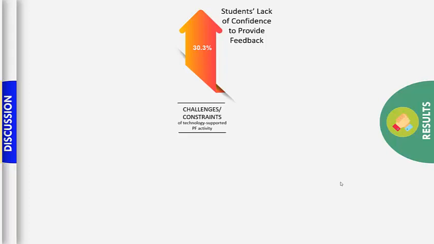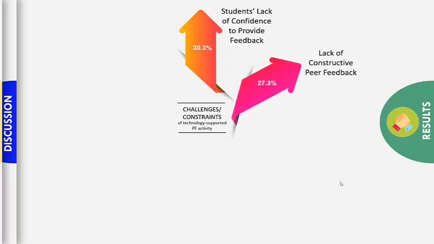It was found that 30.3% of the studies reported students' lack of confidence to provide feedback. It was noticed that peer feedback often consists of vague suggestions due to students' lack of confidence in their own ability to provide feedback. Compared to expert comments, students feel that their comments were not good enough. Some even question their ability to provide meaningful feedback for their peers. Next, this is followed by the issue of the lack of constructive peer feedback. Compared to instructors, students were found to provide more surface-level feedback.